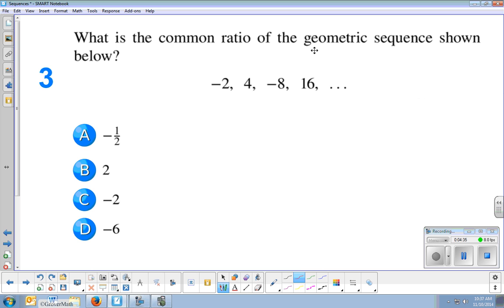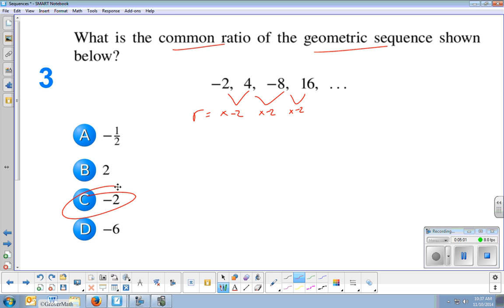Next, for a geometric sequence, we get to the next term through multiplication. Not addition, but multiplication. And instead of a common difference, we have a common ratio. How do I go from -2 to 4? I multiply it by -2. 4 to -8, you multiply by -2. And -8 to 16 is times -2. So your common ratio is -2.